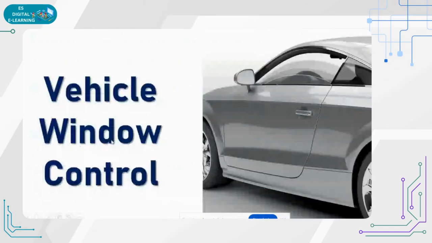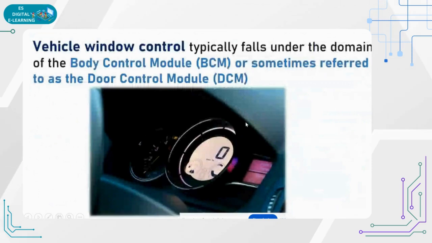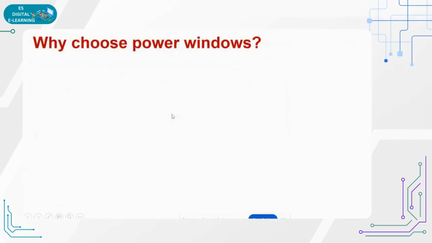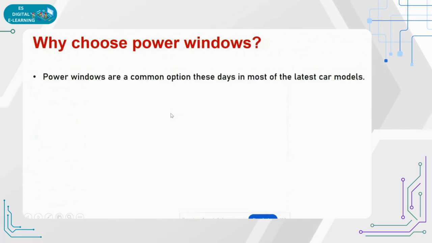So now we need to focus on the vehicle window control. The vehicle windows, specifically in cars, we need to understand how the window is operating and how the doors will be controlled. Okay, so the vehicle window generally falls under the body control module, and moreover, sometimes it is part of the door control module. Why do we need to choose the power window? Because power windows are a common option nowadays in the latest cars, so it has a specific need.